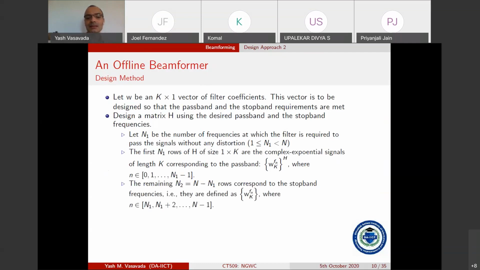And then let us say that the remaining rows of H correspond to the stop band. And so the remaining rows are defined by WF of NK. This WF K notation is same as what we have used before, except before this K was N. These complex exponentials were having N samples, capital N samples.